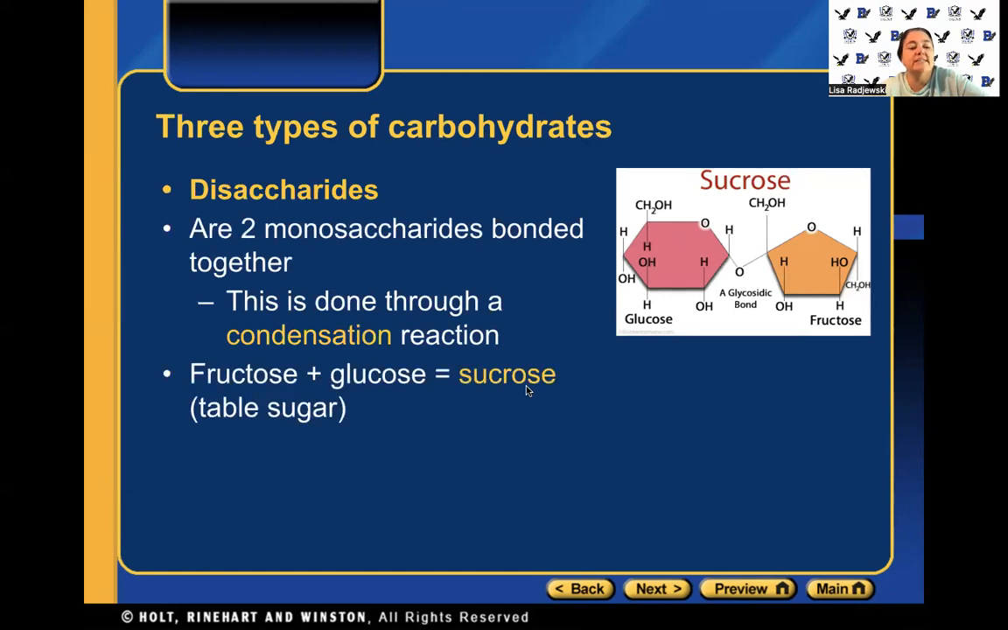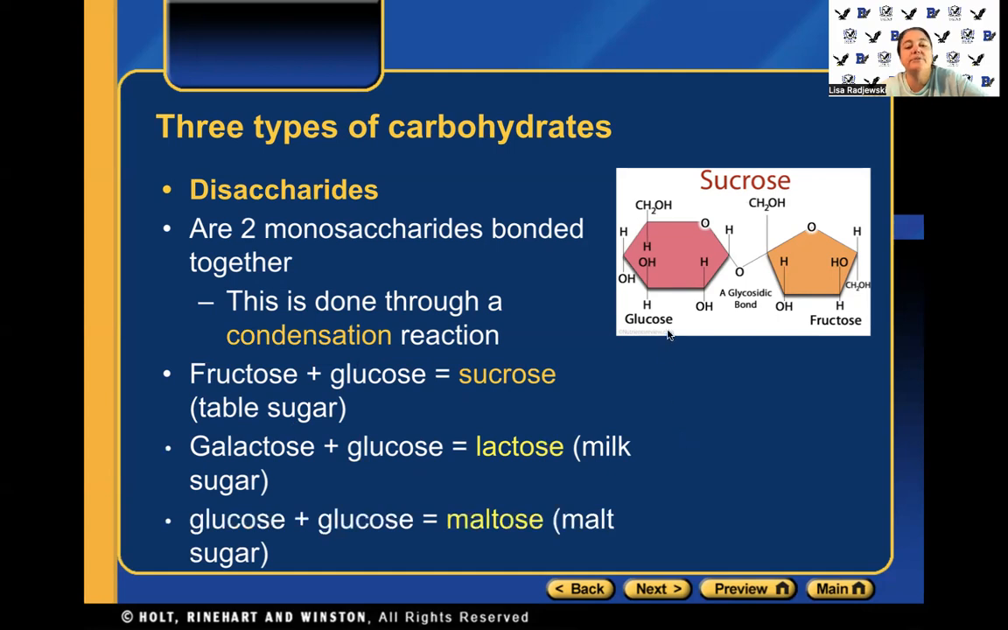Here are 3 examples. If you take a fructose and a glucose, which is what the picture's showing actually right here, that is called sucrose, and that's table sugar. So you have sucrose at home right now, your sugar that you would add to your coffee, for example. A galactose and a glucose makes lactose, and I'm sure you've heard of lactose. That's the sugar in milk, the disaccharide in milk.